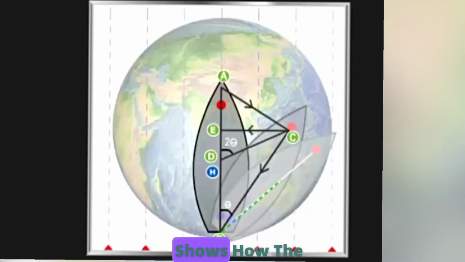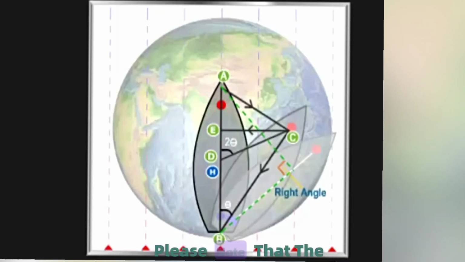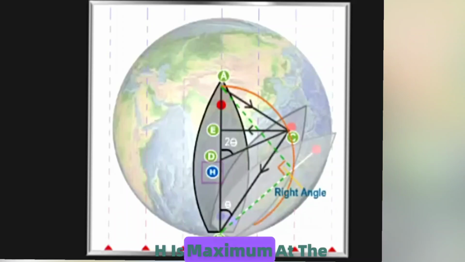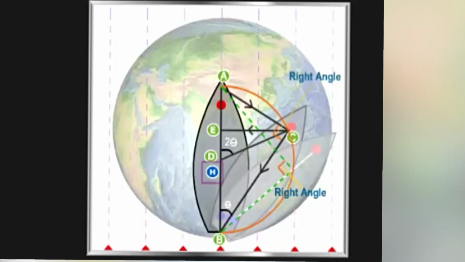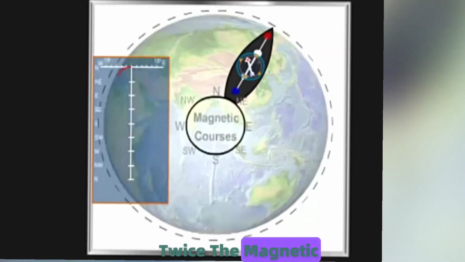The animation shows how the effect of the A-rod varies with change in heading. Please note that the effect of H varies with latitude. H is maximum at the equator. The deviating effect varies as sine of twice the magnetic course.